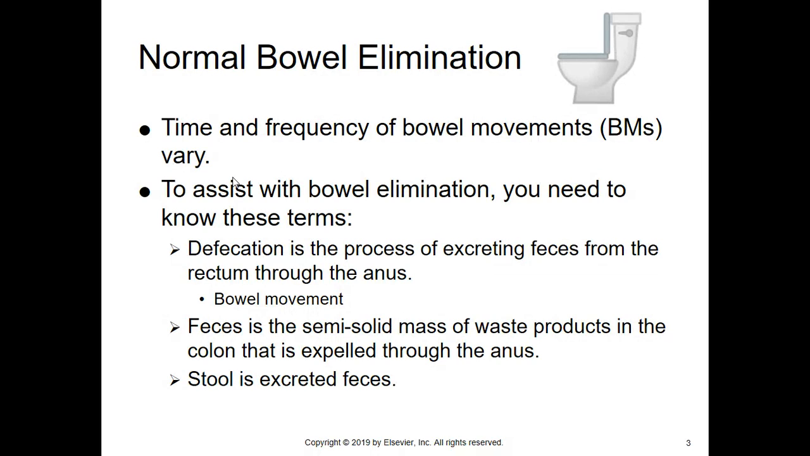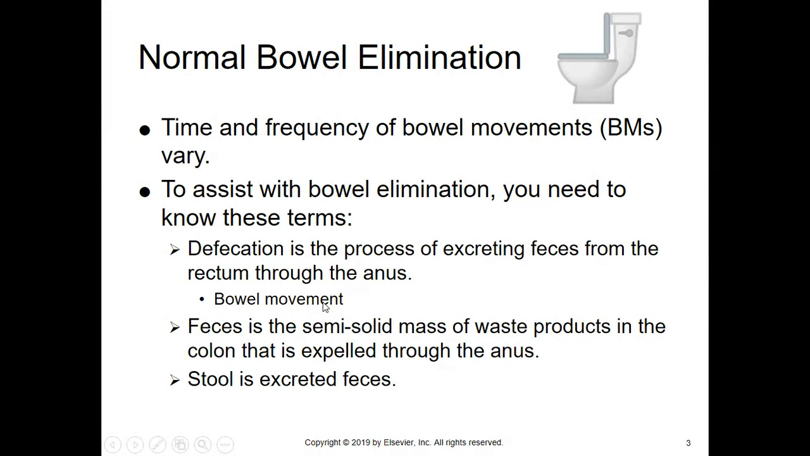You do have to help your person with bowel elimination sometimes. So in order to do that, you need to understand what the terms are that we use. So when somebody defecates, it's called defecation. Again, anything that ends in ION is a process. So ION, okay, defecation. Fec is a bowel movement, okay, feces. So defecation is the process of excreting feces from the rectum through the anus. It's the process of having a bowel movement. It's taking a poop. It's sitting on the toilet and going number 2.